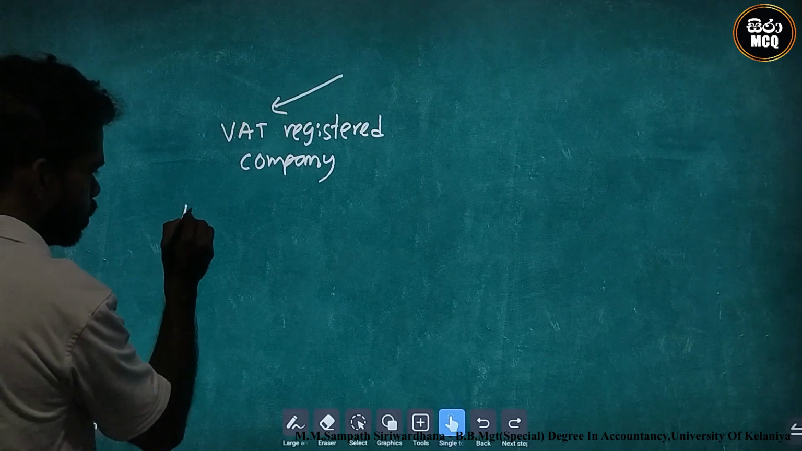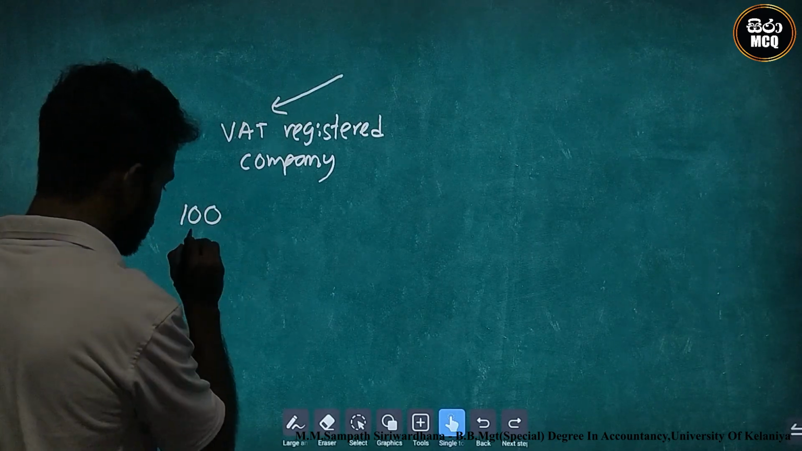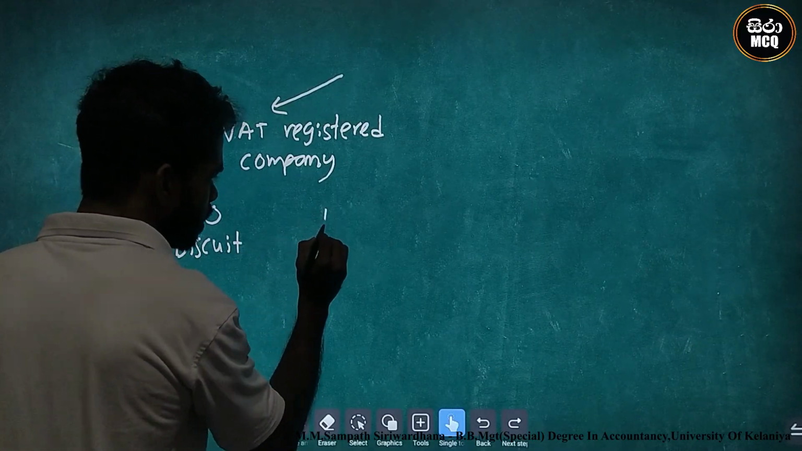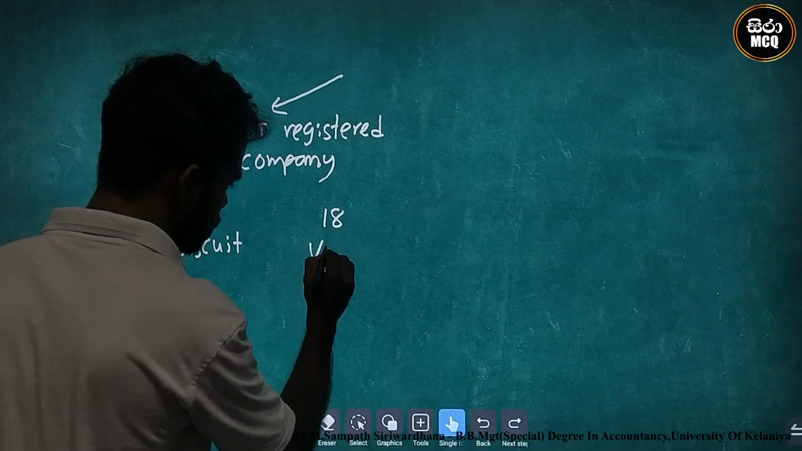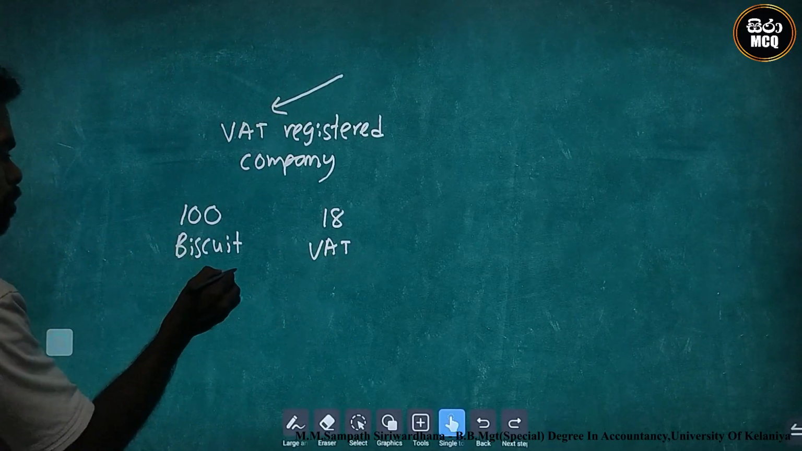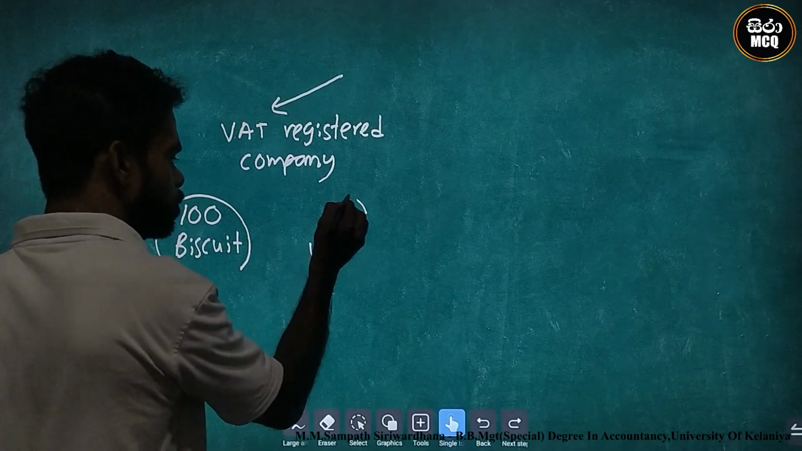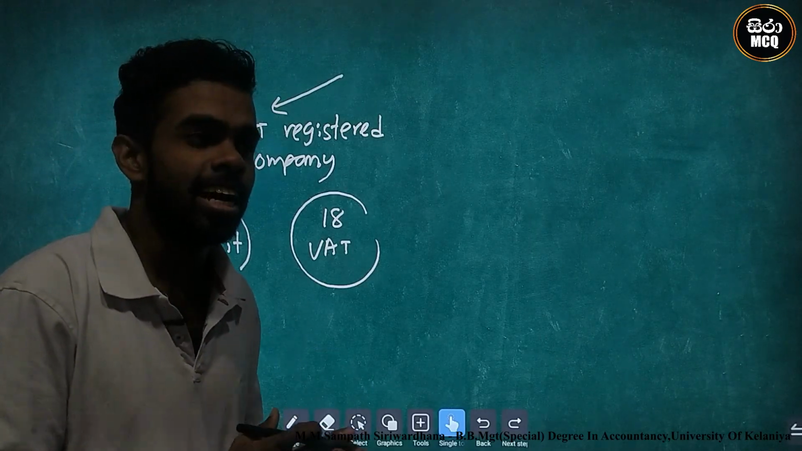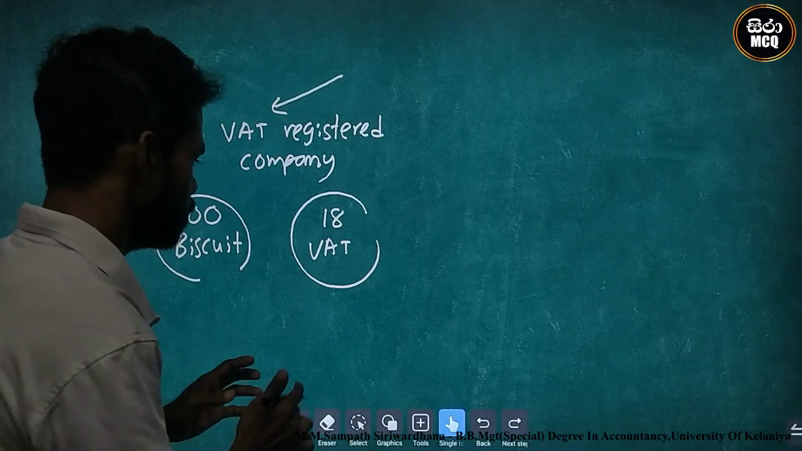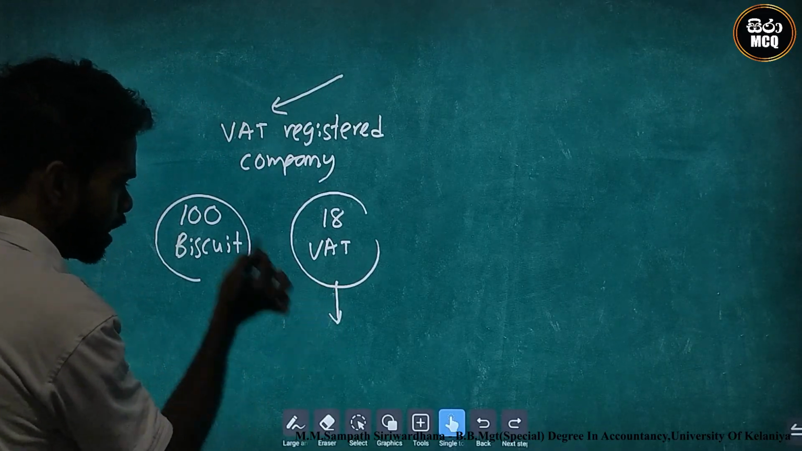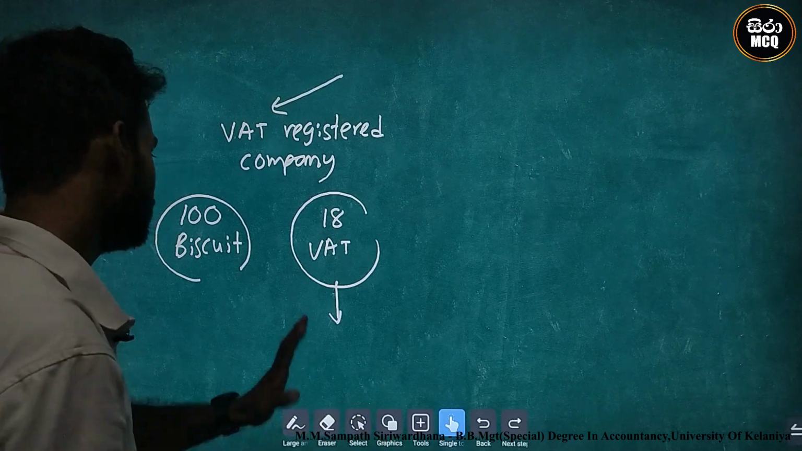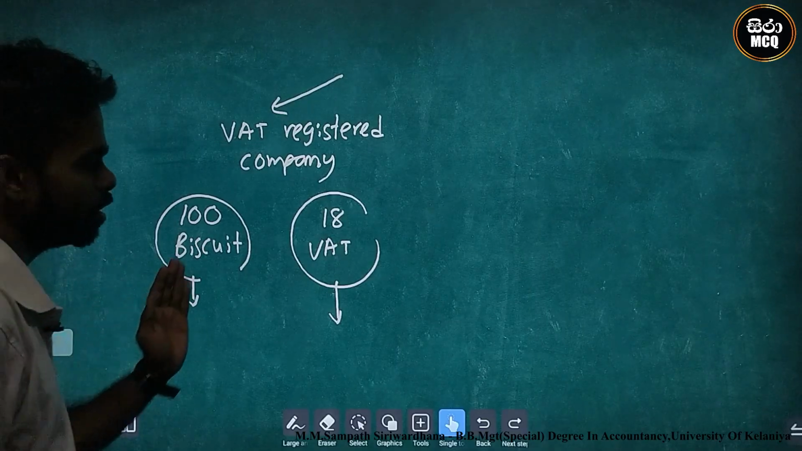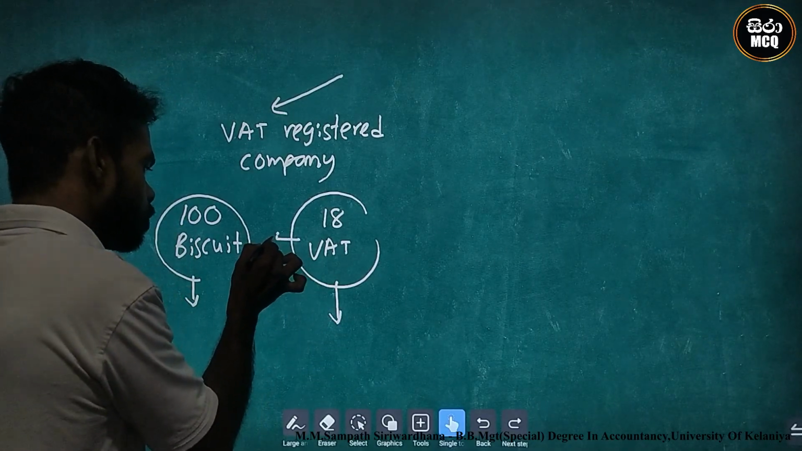For example, this is the goods value without VAT. This is a biscuit value, only the biscuit value. Biscuit means the inventory value. The VAT is 18. Okay, this is the VAT. If it is a VAT registered company, the biscuit must be separate and the VAT should be separate. Why? A VAT registered company can identify separate VAT accounts. Therefore, this VAT amount is separately identified in the VAT accounts. Therefore, the biscuit we must identify as inventory. We cannot include this VAT in the biscuit.